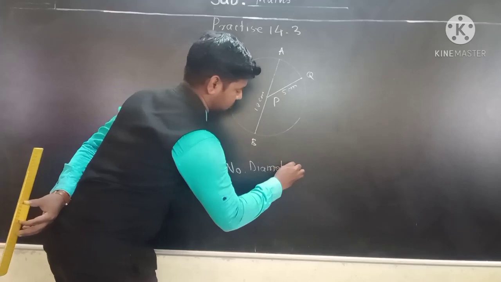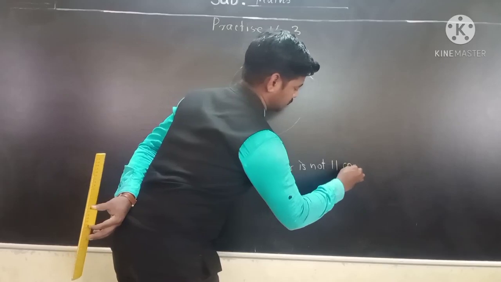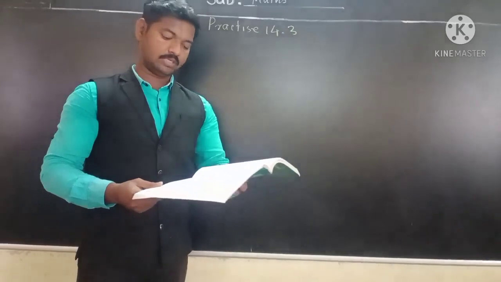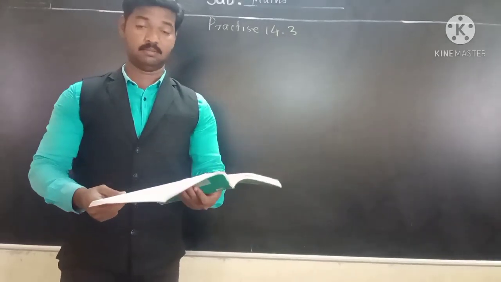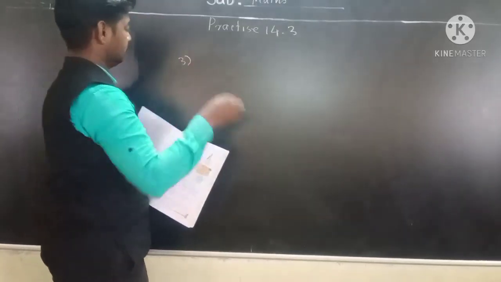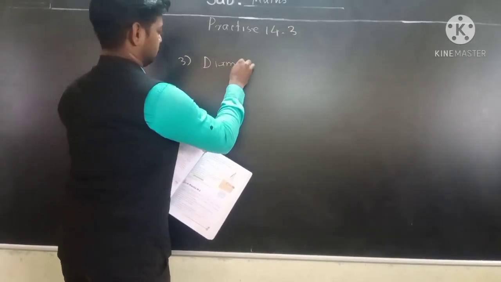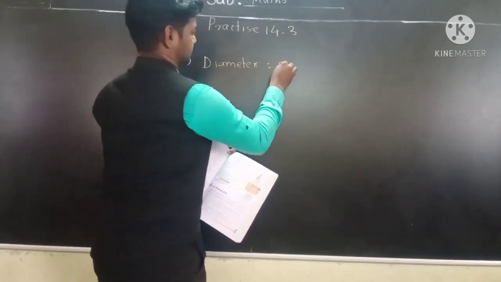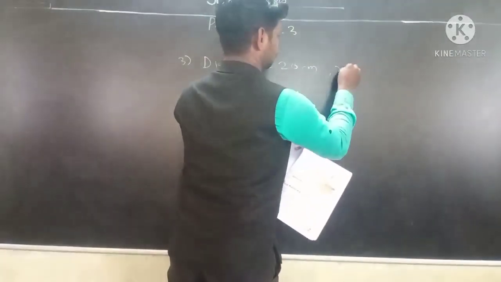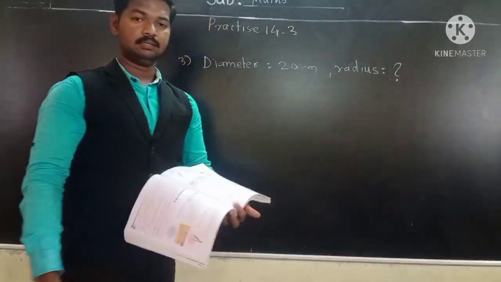Diameter is not 11 centimeters. Okay. Then the next question, number 3: diameter of a circle is 20 centimeters. Find its radius. Okay. So it is number 3. Diameter is given here, 20 centimeters. Okay. We have to find the radius.